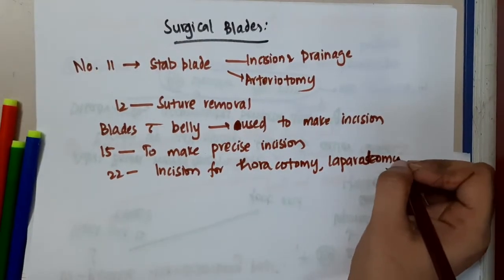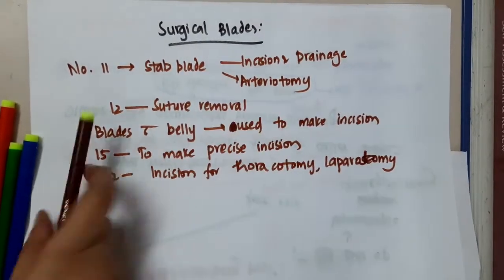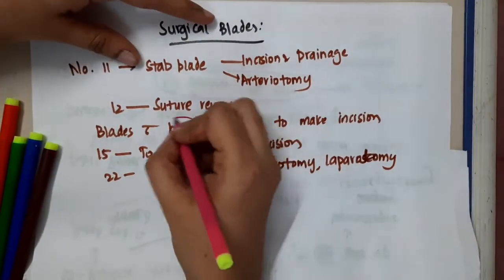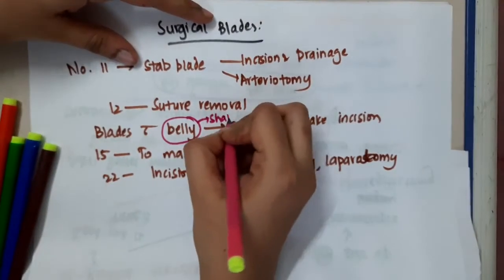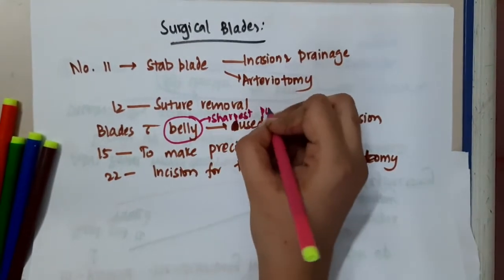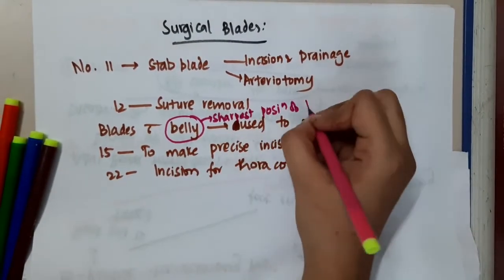So these are the surgical blades. The belly of the blade is the sharpest portion of the blade.